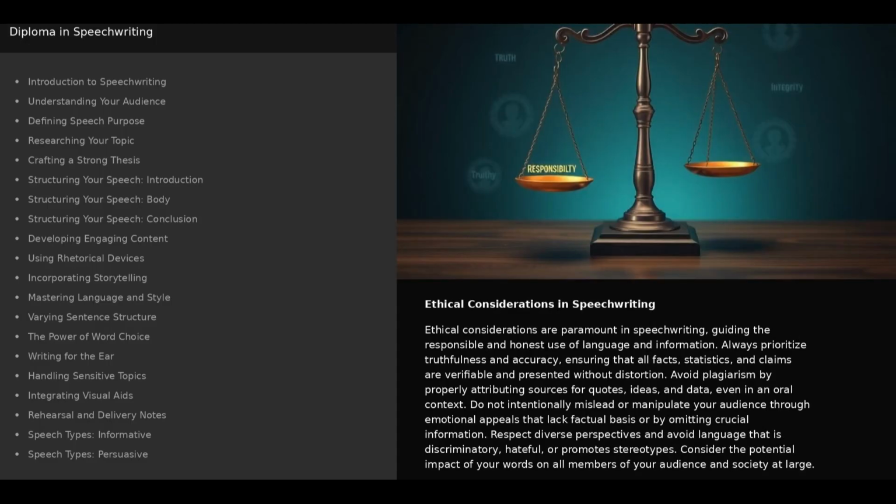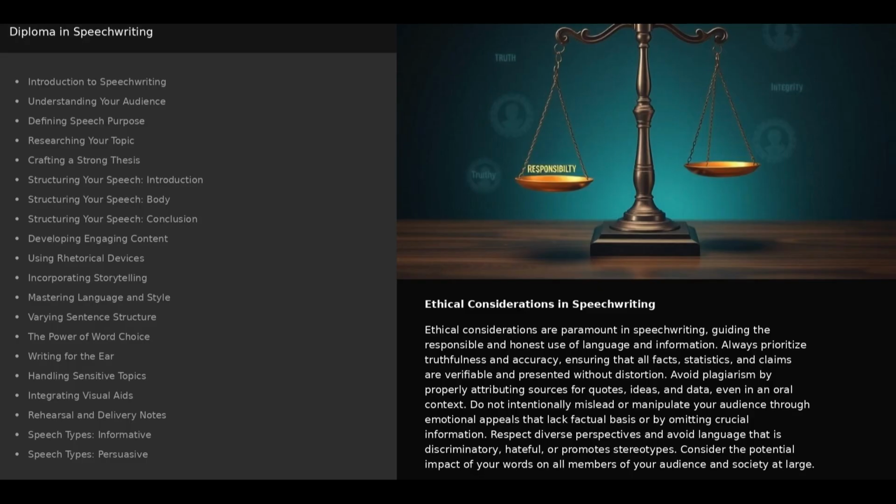Ethical considerations in speechwriting. Ethical considerations are paramount in speechwriting, guiding the responsible and honest use of language and information. Always prioritize truthfulness and accuracy, ensuring that all facts, statistics, and claims are verifiable and presented without distortion. Avoid plagiarism by properly attributing sources for quotes, ideas, and data, even in an oral context.